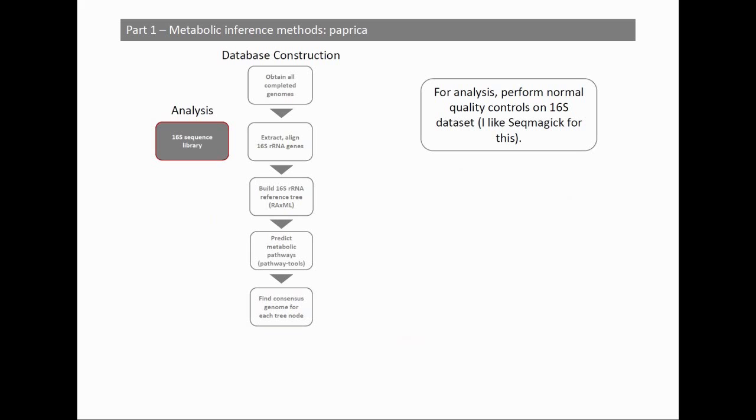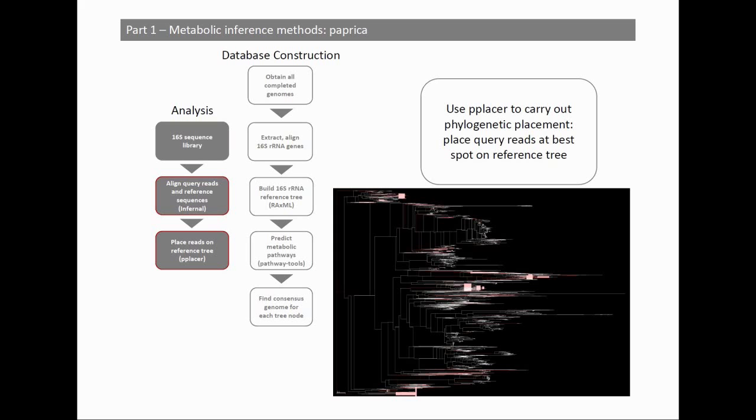Once the database is constructed, we can go ahead and do our analysis. So for our analysis, we start with a library of 16S sequences. We align the query reads to the reference sequences, and then we place them on the same tree that we use in the database. So this, again, is that tree. You'll notice that some of the edges on this tree now are fattened. They're fattened proportional to the number of query reads that have been placed to them. So this is really a graphical depiction of the structure of our community.